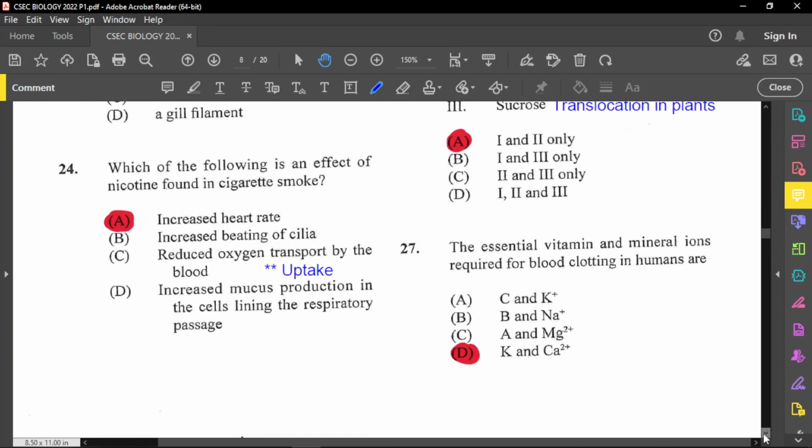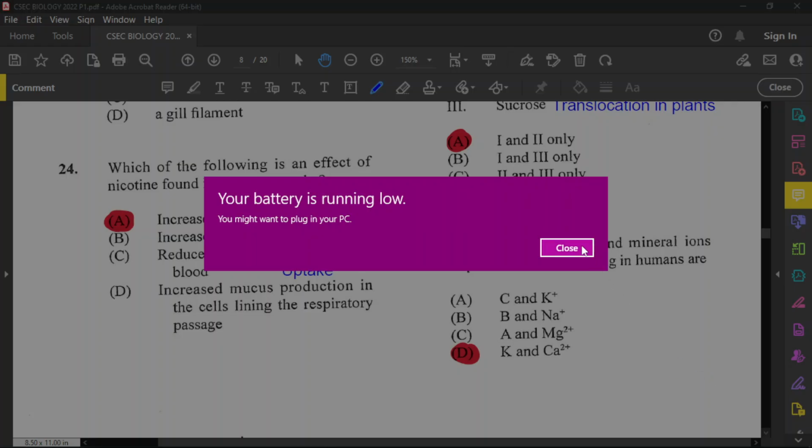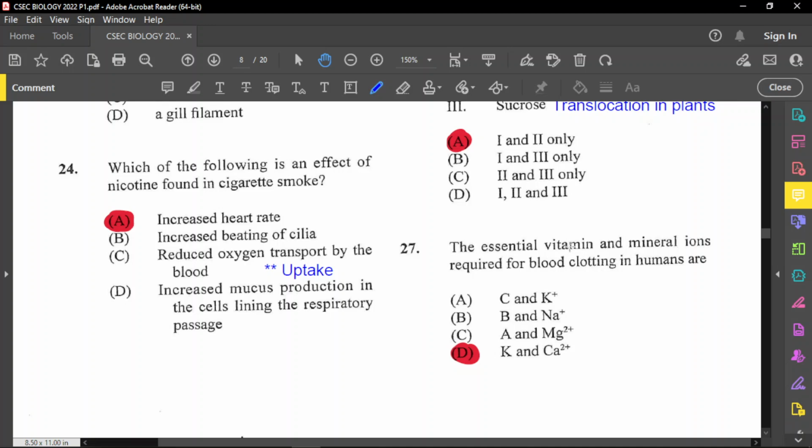And for question number 27, it said the essential vitamins and minerals, mineral ions required for blood clotting in humans are potassium and the calcium ion. And so D is the answer. All right, and so now let's jump into the next question.